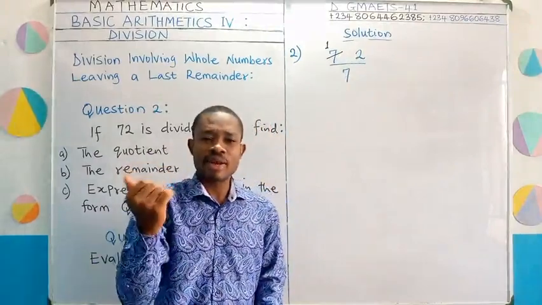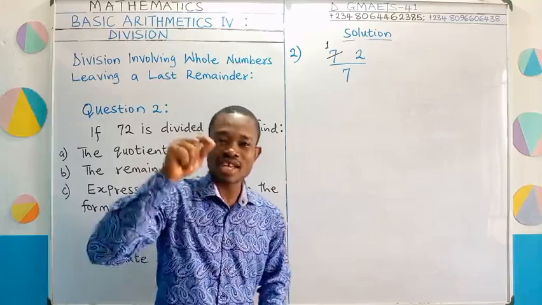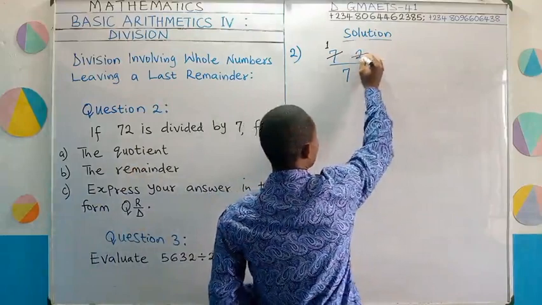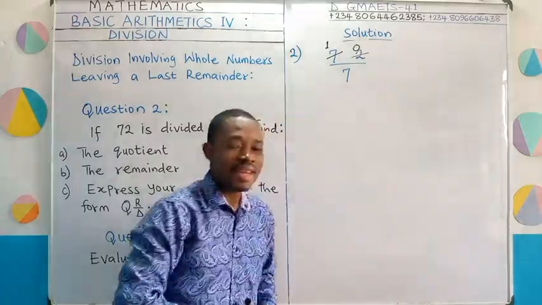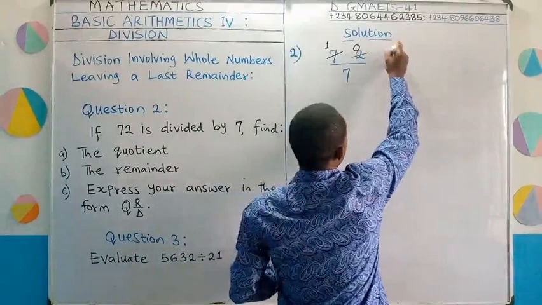Alright, 2 divided by 7, small number to be divided by big number. The answer is always 0 remainder, the small number. So I'm going to divide this 2. 2 divided by 7 is 0 times. And then of course our remainder will be that same 2. Let me write it here, remainder 2.